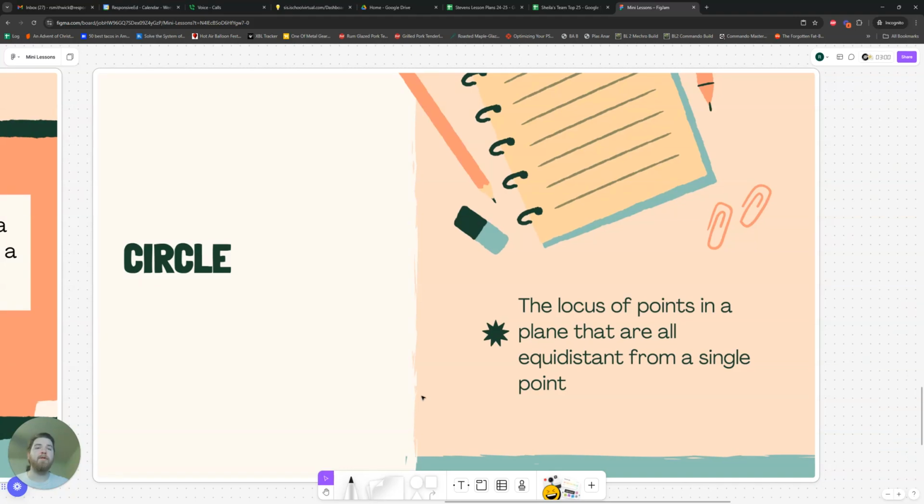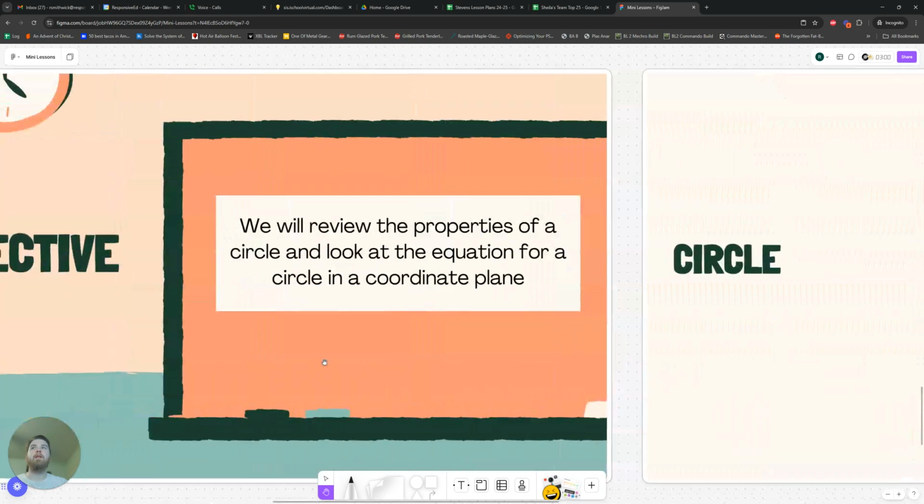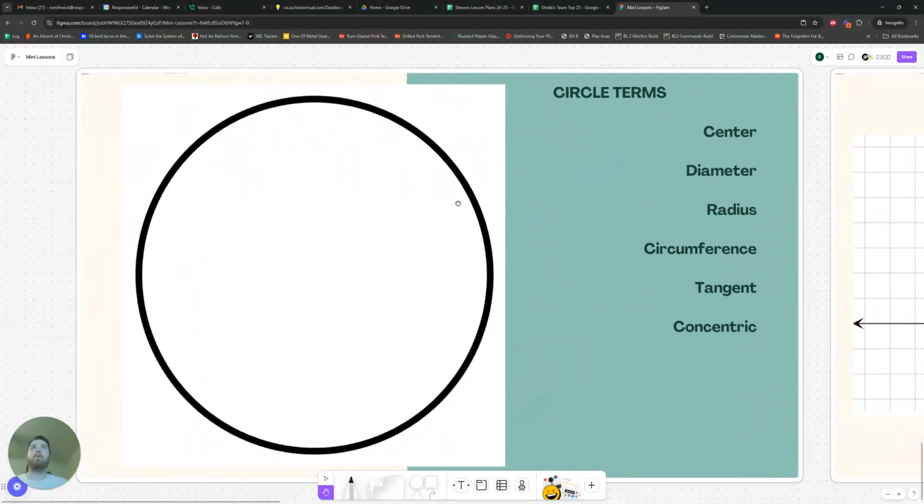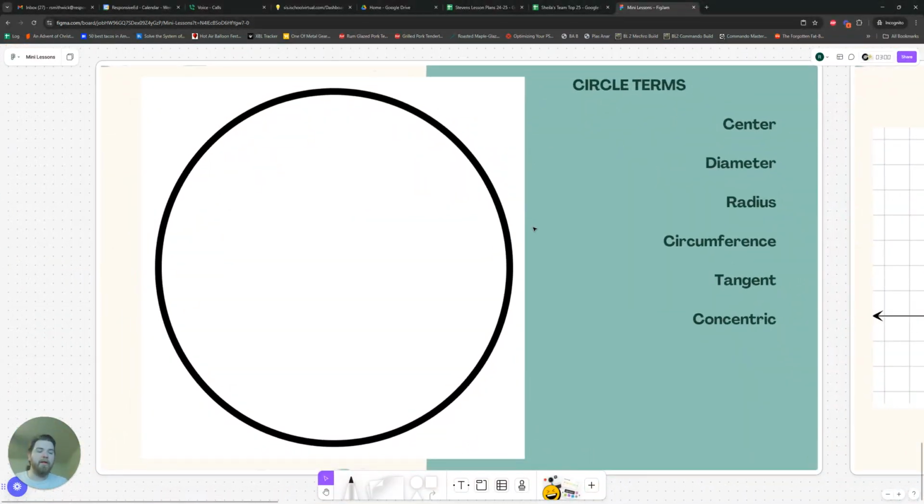Now, the definition of a circle is just going to be the locus of points in a plane. So locus just means the curvature. So the curvature in a plane that are all equidistant from a single point. So you're going to have a point and you're going to have this curvature that's going to go all the way around it. That's what it's going to be like when you have a circle. So here are the properties, and we're going to do that with the terms. And I'm going to draw these in while we're going through it.